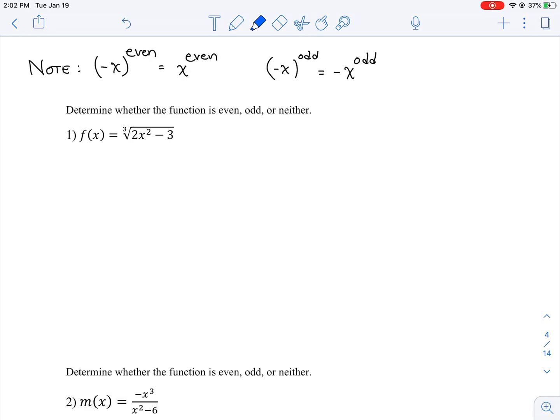Hello class, in this video I'll be showing you how to determine whether a function is even, odd, or neither given its equation. Let's begin.